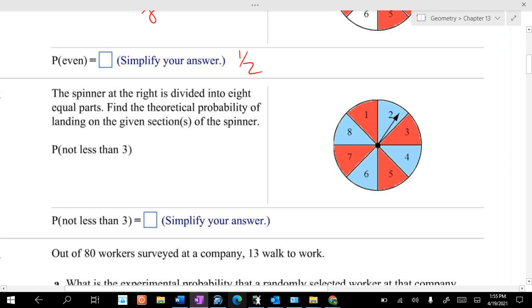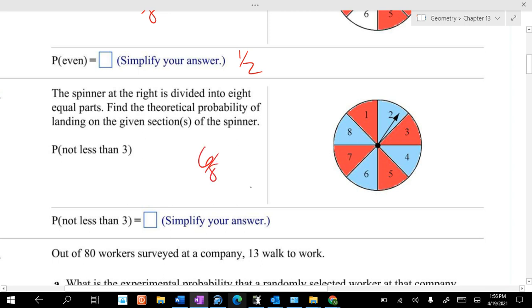So numbers not less than 3 are 4, 5, 6, 7, and 8, right? So it's a 5 out of 8 chance. Or is it a 6 out of 8? Now let me think. I got confused on this one. Not less than 3. 1 and 2 are the only numbers less than 3, right? 3 is not less than 3. All right. Is it 3, 4, 5, 6, 7, and 8? Or 5? Now I am totally confused. Not less than 3, because the numbers less than 3 are 1 and 2. Not less than 3 are 3, 4, 5, 6. Yeah, I think there's 6 out of the 8.